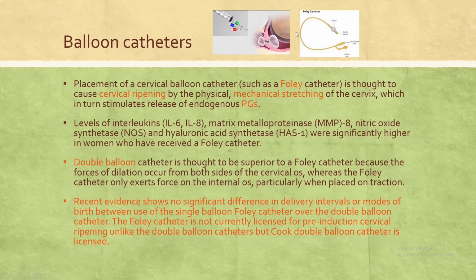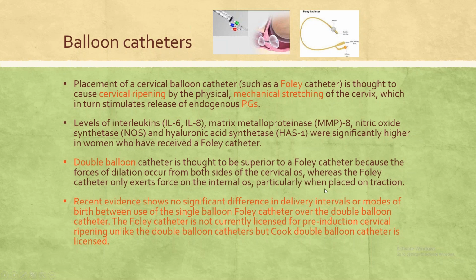So they cause mechanical stretching of the cervix, which will release the local prostaglandins. Also, they have been found to increase the levels of interleukins, matrix metalloproteinase and nitric oxide synthesis. So all these will help in the induction of labor or cervical effacement. Double balloon catheter is thought to be superior to Foley's catheter because the force of dilatation is from the internal os and also from the external os. So with a double balloon catheter there will be a double effect at the internal os and the external os, while the cervical Foley's catheter only exerts its effect at the internal os.